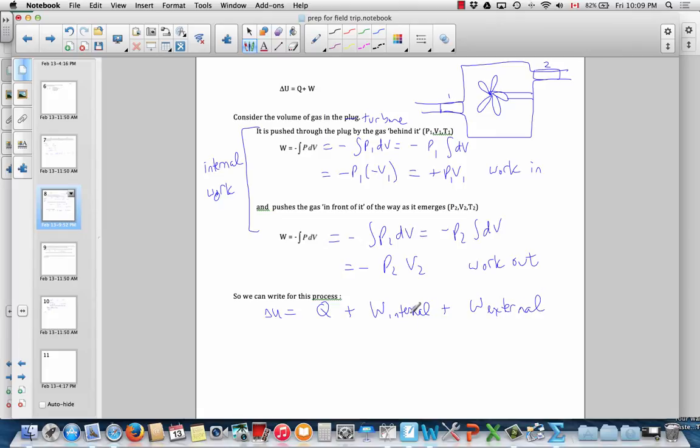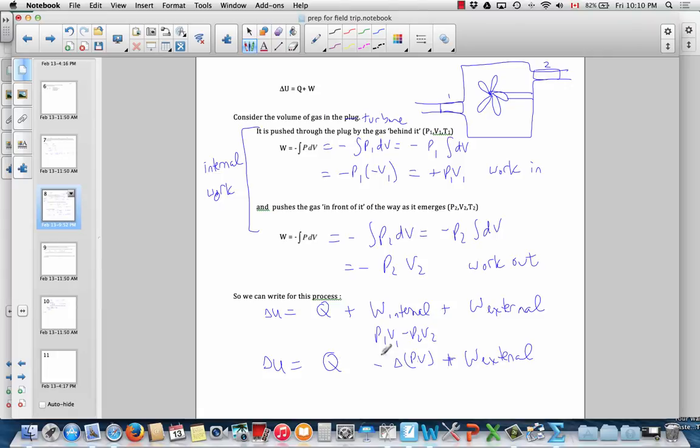Now we've seen that this internal work is expressible in terms of PV. So we had a term like P1 V1 minus P2 V2. Well, that's exactly negative delta PV, because delta means final minus initial. So this is final and this is initial, and then with the minus sign, you get exactly this term. So the change in internal energy is dependent on the heat flow in or out, the internal work done, which is negative delta PV, and then external work done on a turbine or on a piston, something like that.